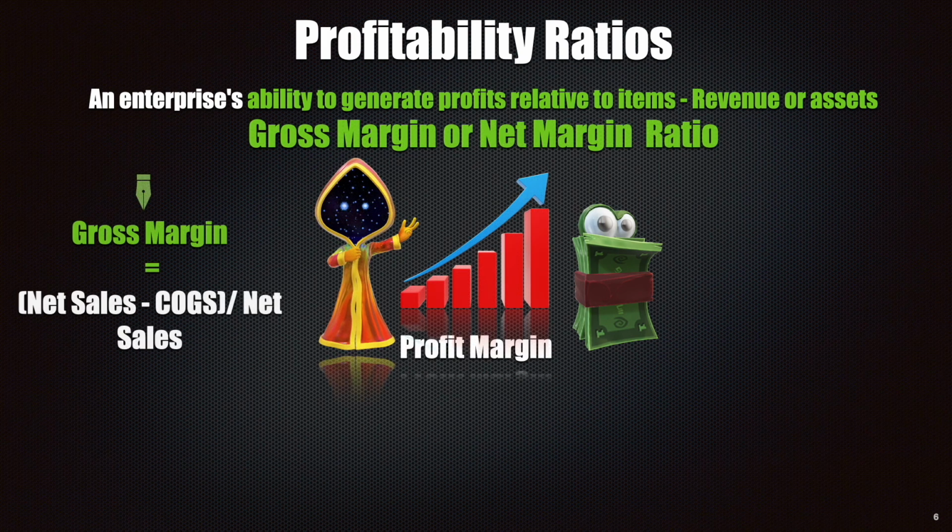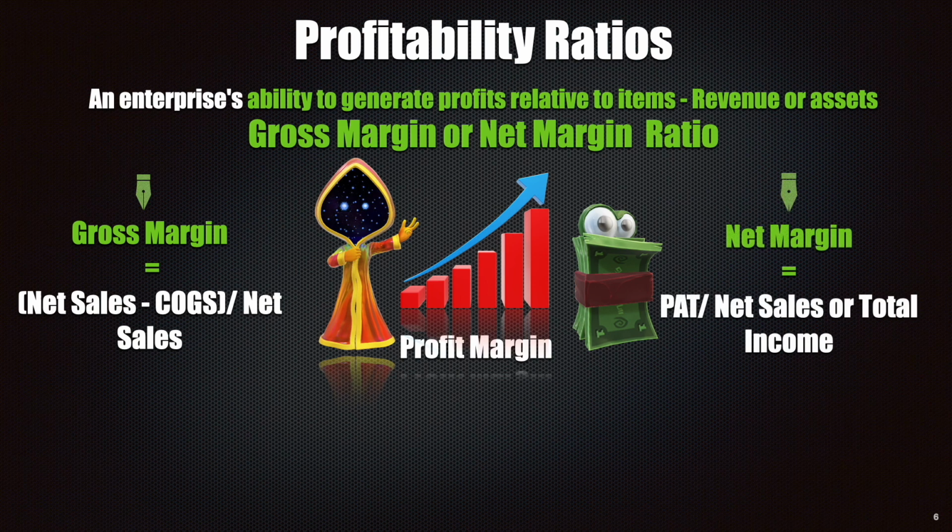For gross margin ratios, you need two components from the financial statements of a company for the period under review, that is net sales and COGS, cost of goods sold. Cost of goods sold means the cost of raw material plus cost of conversion or direct cost of manufacturing. It does not include the indirect cost of manufacturing. For net margin ratios, you need PAT, profit after tax, that you will compare with your net sales. So when you divide your PAT by your net sales, you will get the net margin ratio.